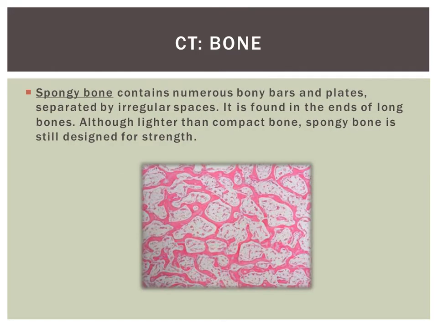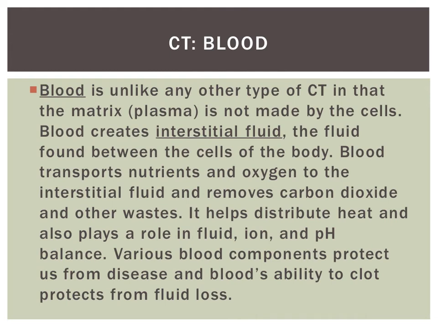Spongy bone is the other type of bone tissue, and you can see this looks much different than the compact bone. It contains numerous bony bars and plates that are separated by irregular spaces, and this is found on the ends of long bones. Although it is considered spongy bone, it has a lot of space in it, it is very, very strong. It is still designed for strength. It does help keep the skeleton more lightweight than if it were made completely of compact bone.